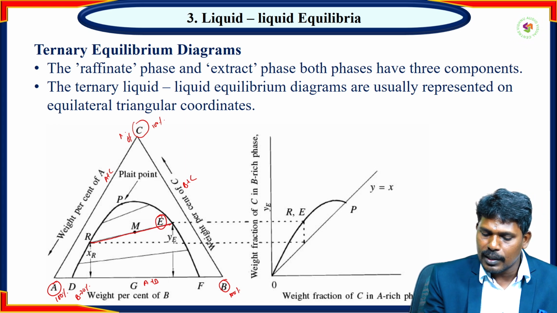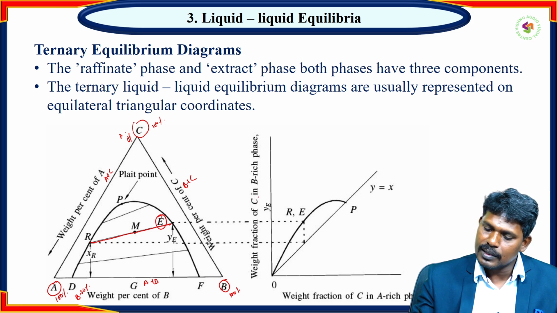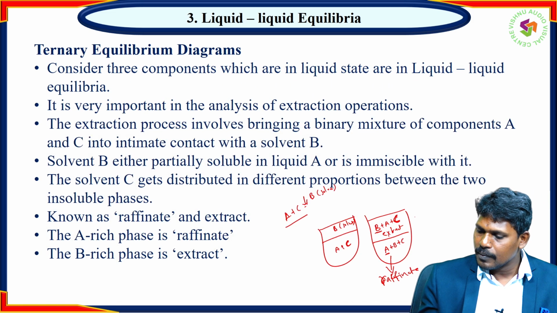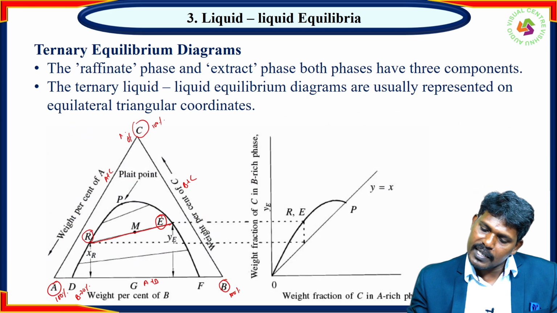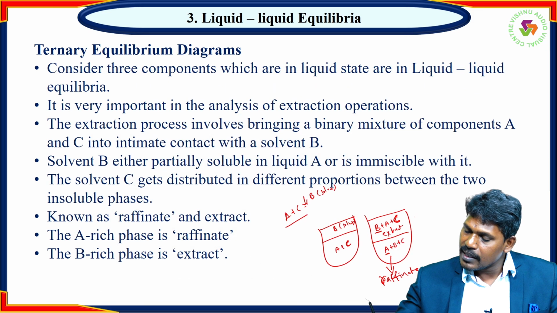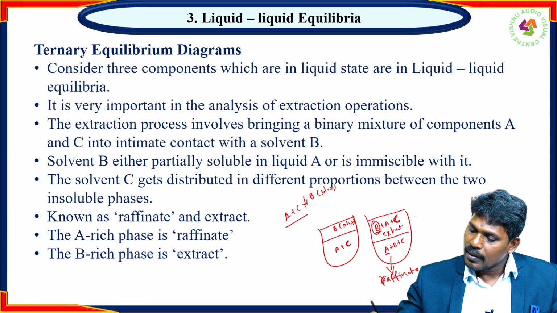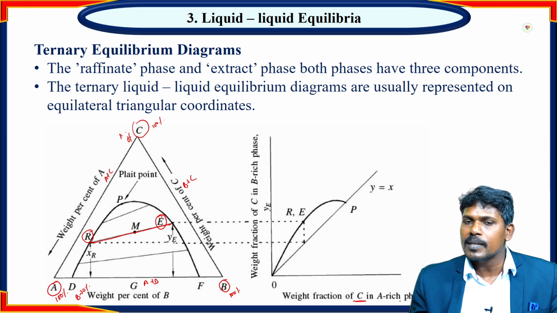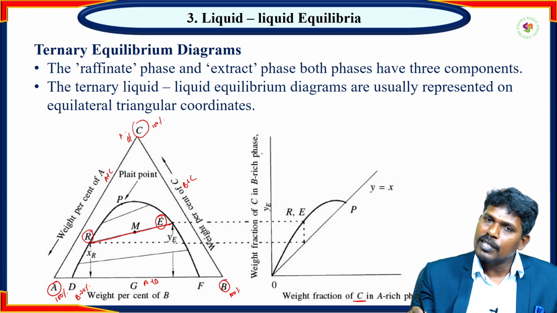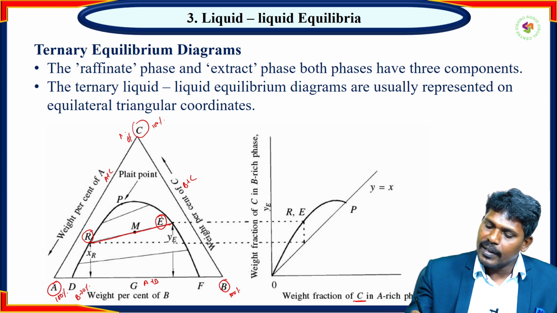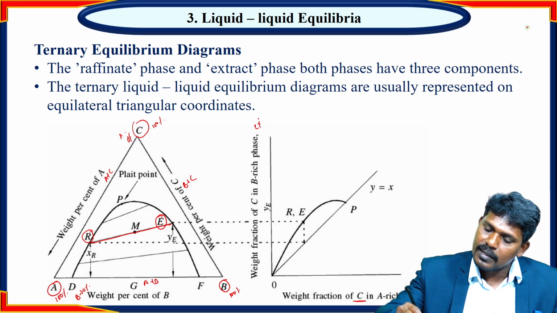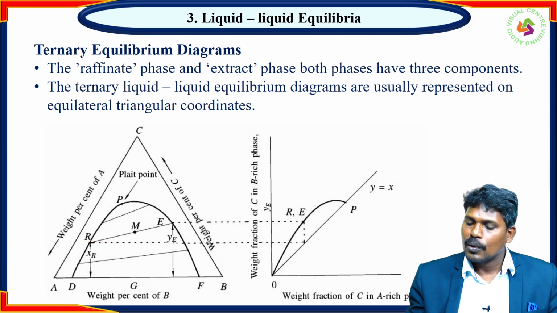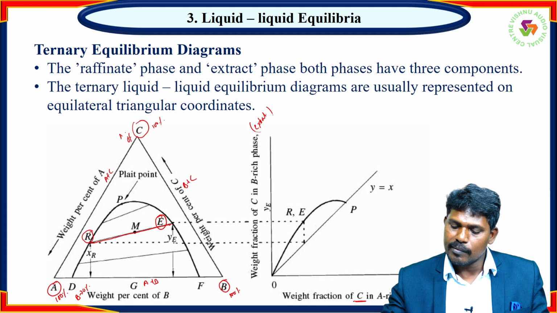When you draw the equilibrium between the weight fraction of C in the B rich phase and in the A rich phase: the A rich phase means raffinate, and the B rich phase means extract. So it is the weight fraction of C in the extract versus the weight fraction of C in the raffinate. When you draw the graph between them, the equilibrium curve looks like this.